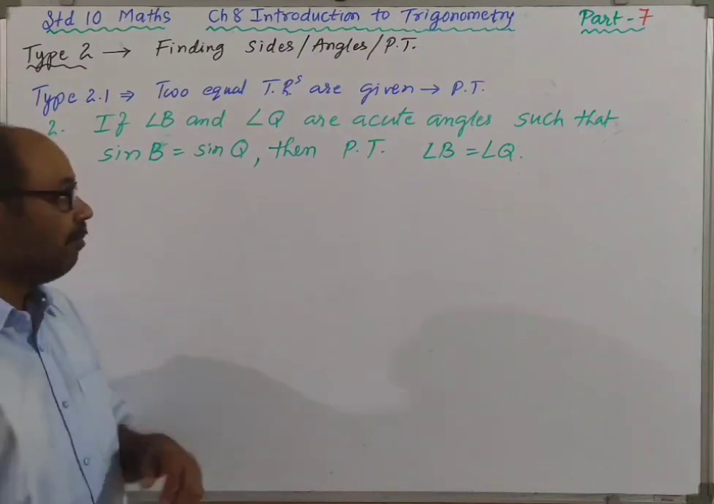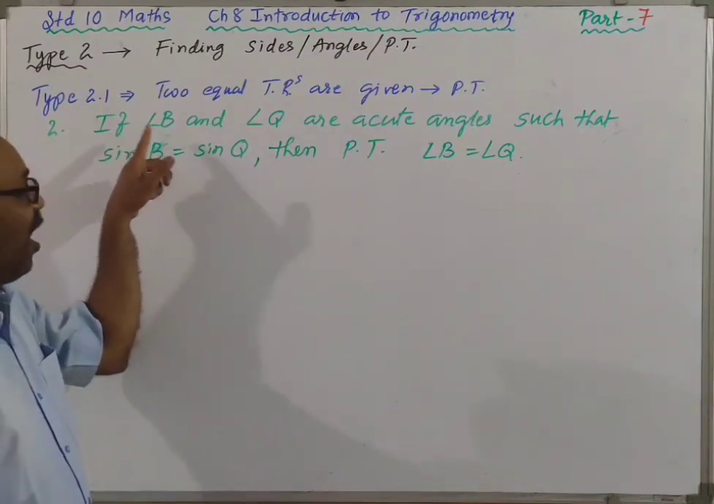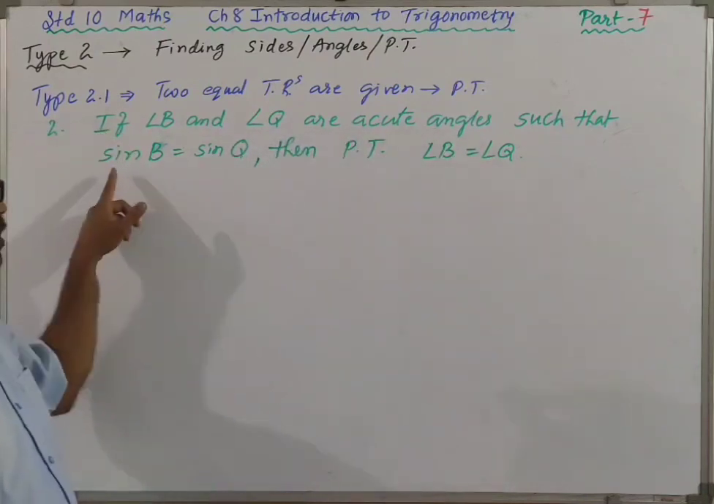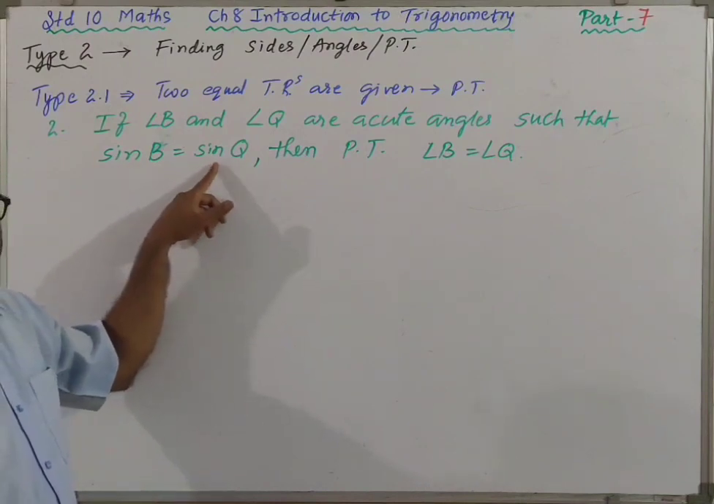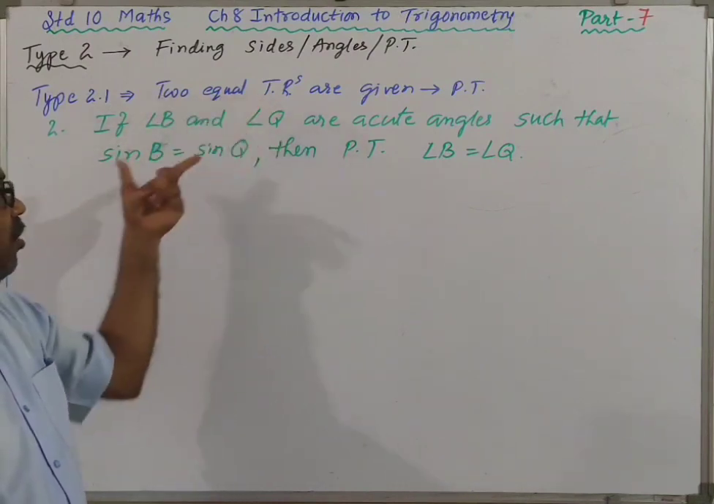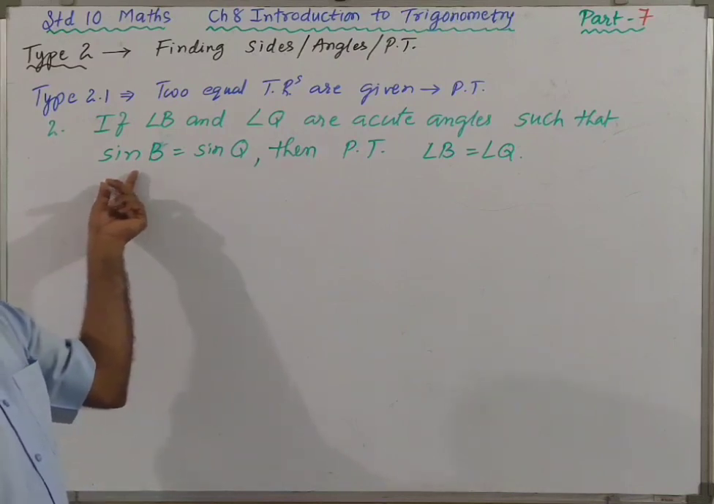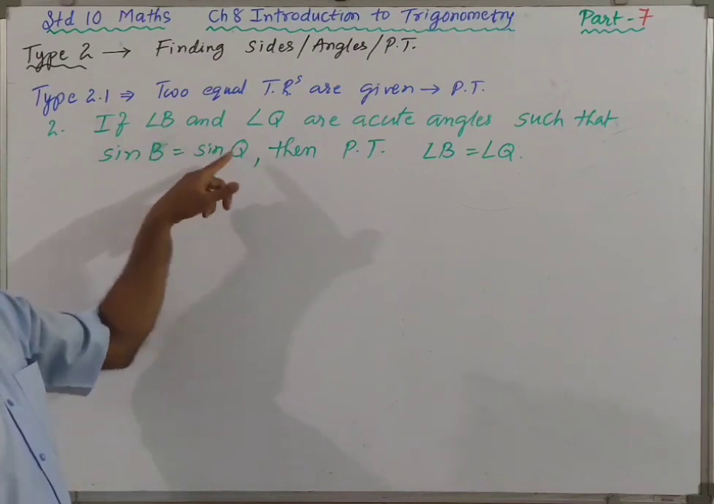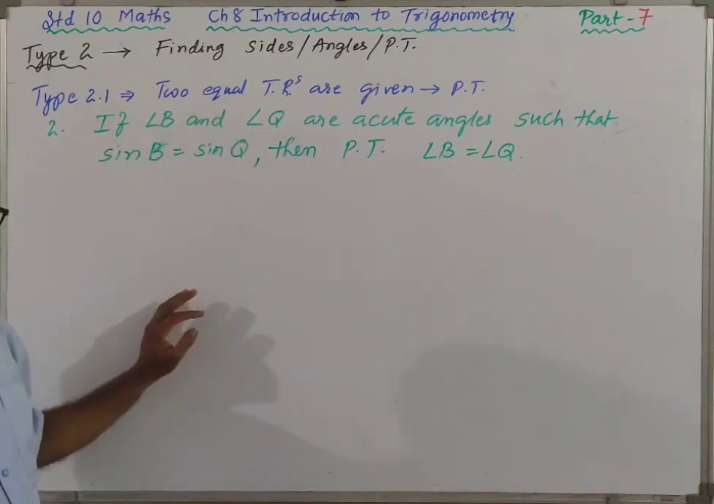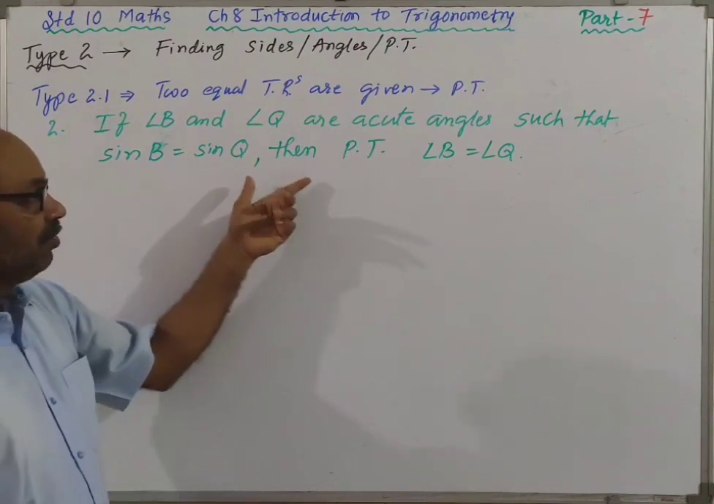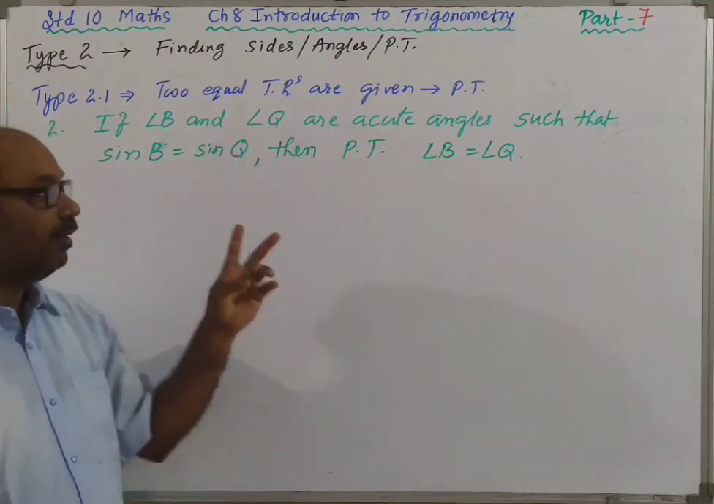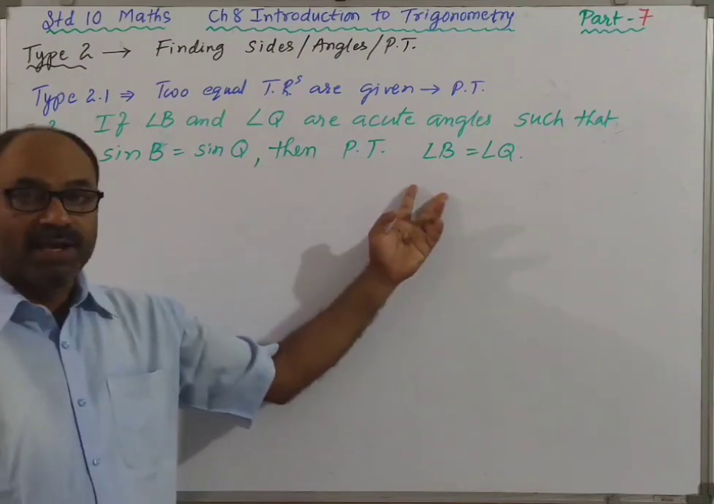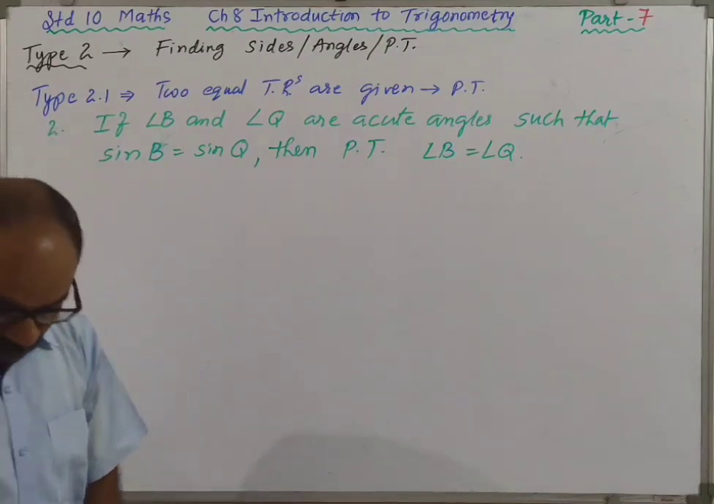Let's see the example. If angle B and angle Q are acute angles such that sine of B equal to sine of Q. See, two equal trigonometric ratios. Which trigonometric ratio? Sine. Here also sine, but angles are different, angle B and angle Q, and they are acute angles, as you know. Then prove that angles are equal. If sine B equal to sine Q, then angle B equal to angle Q. That's what you have to prove.